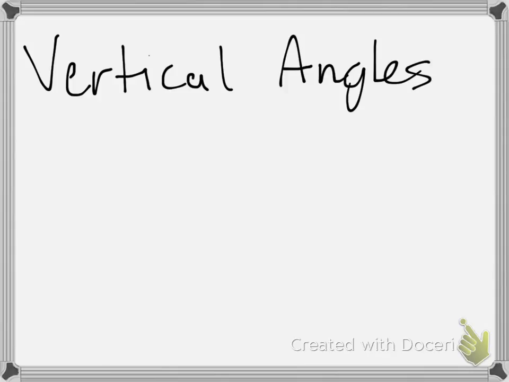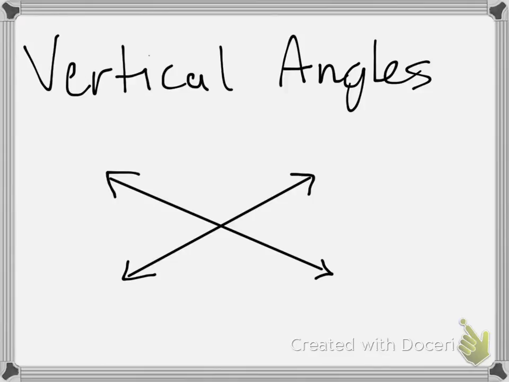Next, we're going to talk about vertical angles. Vertical angles are opposite angles that are formed by the intersection of two lines. So if we go like this, let's say those two are lines. Let's call this angle 1, 2, 3, and 4. The vertical angles then in this one would be 1 and 3, and then also 2 and 4.